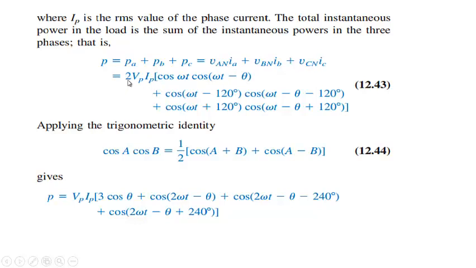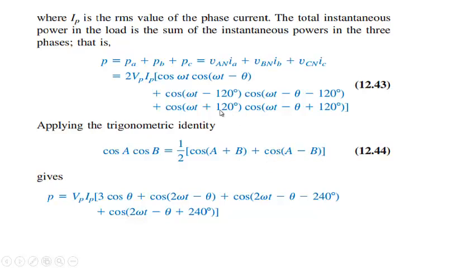The 2 is because we have root 2 multiplied to this and root 2 multiplied to this. When they multiply to each other, it will be 2. Cos of omega t is for VAN, cos of omega t minus theta is for IA. Similarly, VBN has cos of omega t minus 120 degrees, and IB has cos of omega t minus theta minus 120 degrees. Applying the trigonometric identity, cos A cos B is equal to 1 by 2 times cos of A plus B plus cos of A minus B.